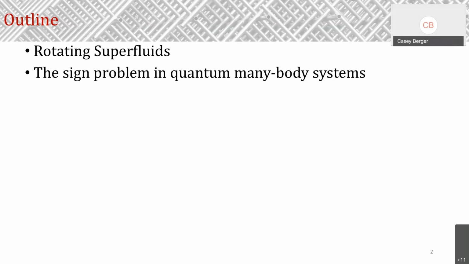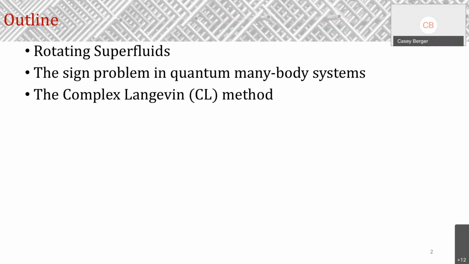Okay, so I'll start with an outline and give you a sense of where I'm going today. First, I'll give you some context on the specific system that I'm applying this method to. That is superfluids and what happens when you subject them to rotation. Next, I'll discuss the computational challenges to studying these kinds of systems, namely the sign problem, and where it arises in quantum many-body physics. So then I'll provide a little context on the numerical method that I use to study the system. This is the complex Langevin method.